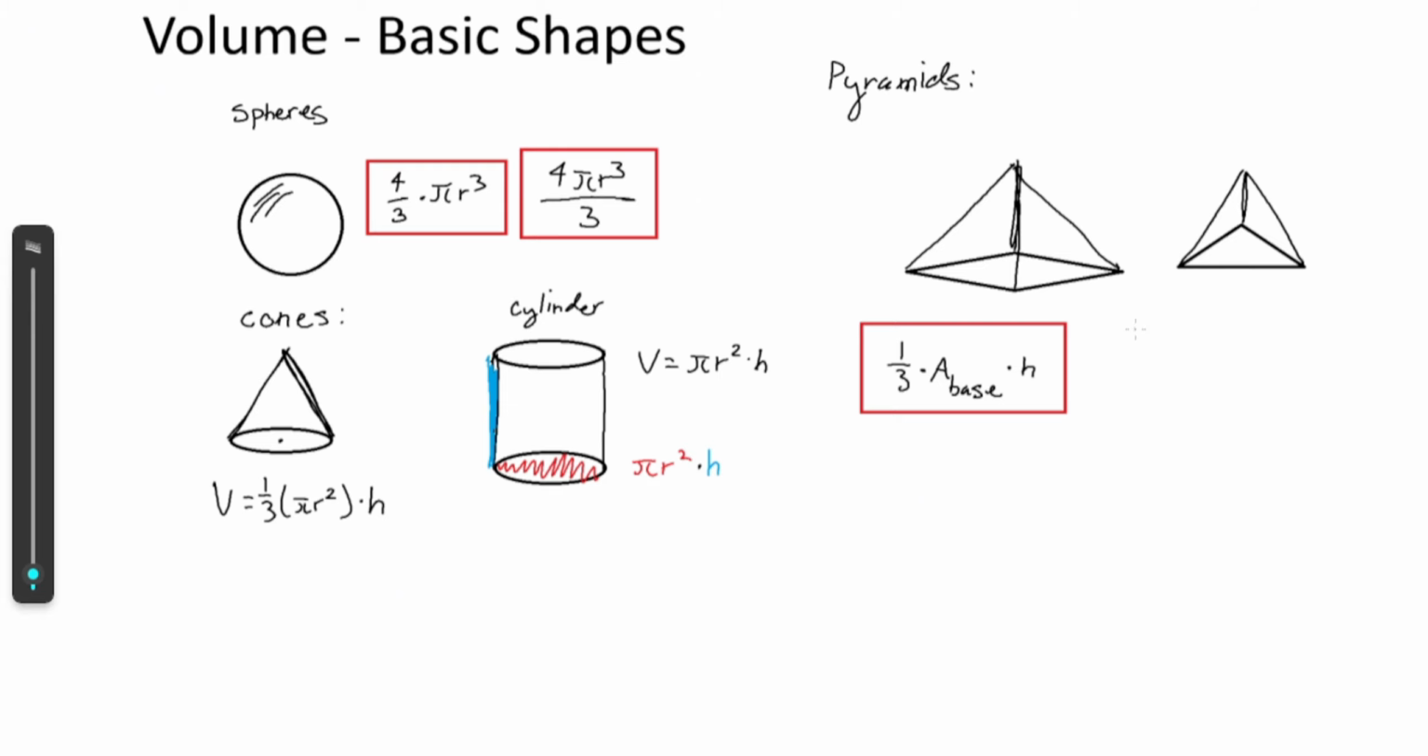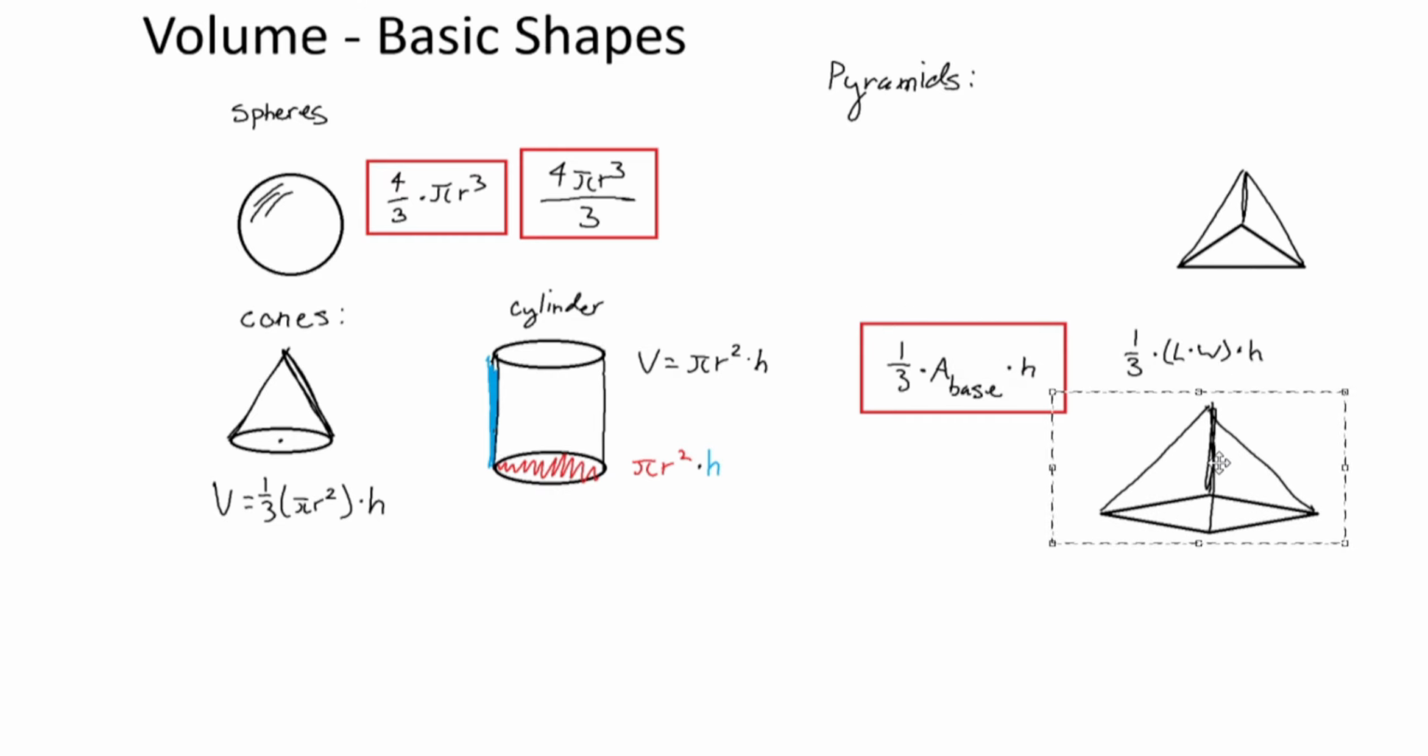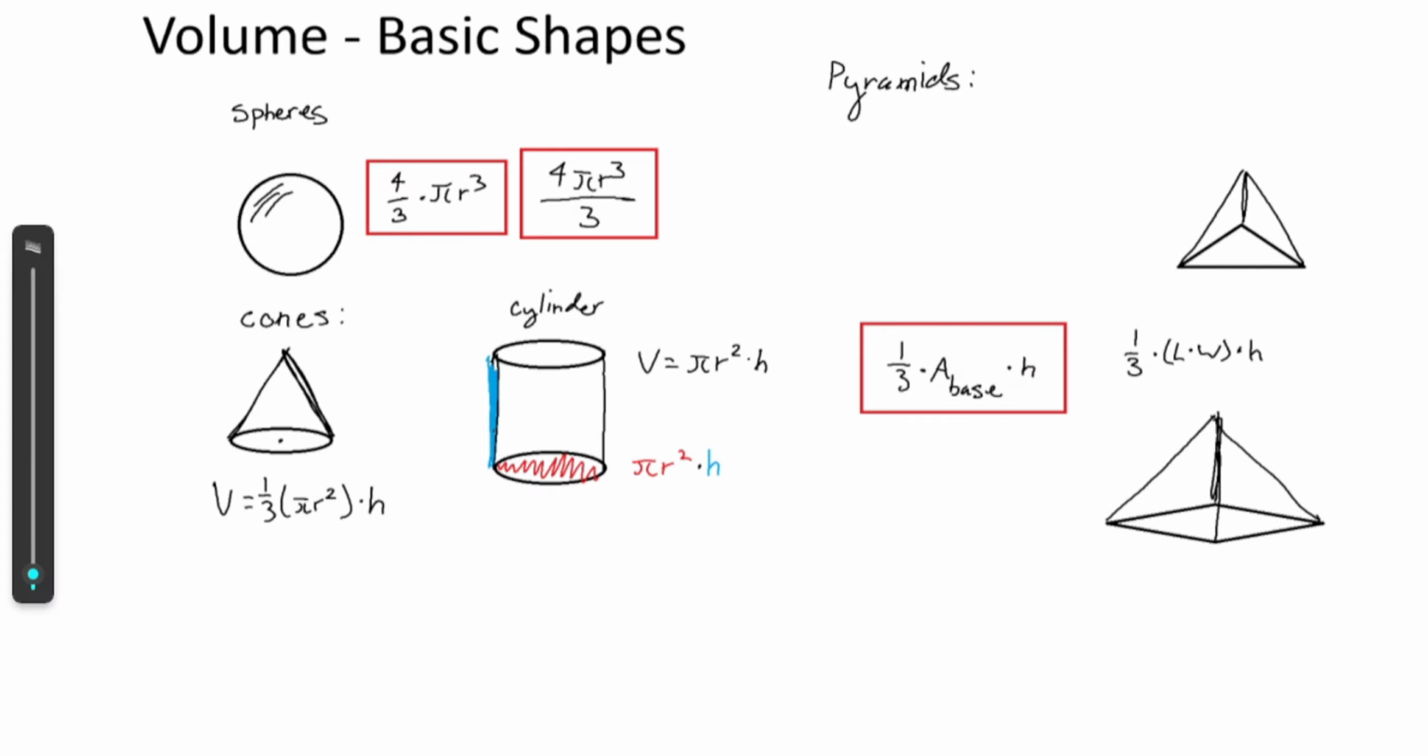We could say 1/3 multiplied by the length times the width, since we're dealing with 2D, multiplied by the height. So let's take this pyramid and drag this down here. Let's say that this is the length, this is the width, and then this right here, this is the height. And this is what it's referring to by height. It goes from the top right here.